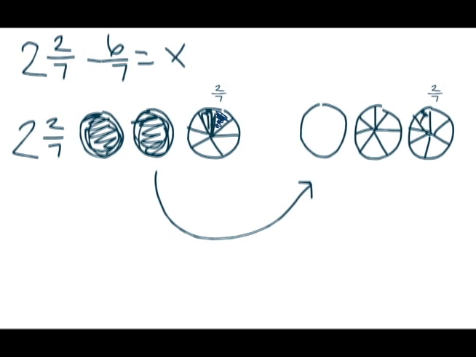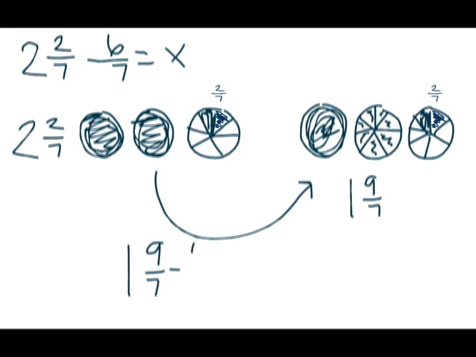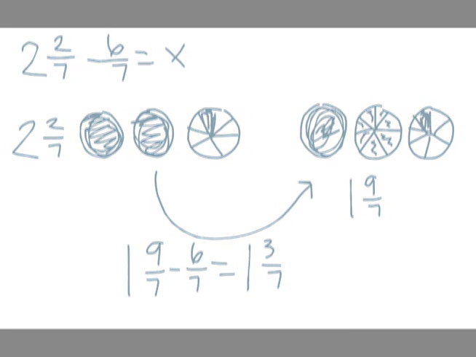This one fraction piece remains the same as I did on the left, and now I have my 7 pieces broken up from my whole, and my one whole can remain the same. This is no longer 2 2/7, it's 1 9/7. I can take 6/7 away from 1 9/7 to get 1 3/7.